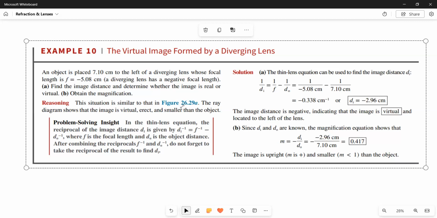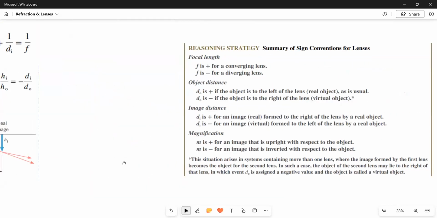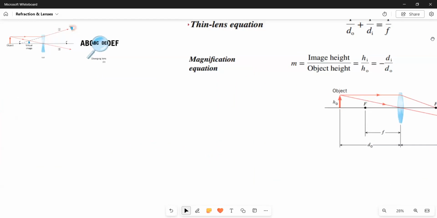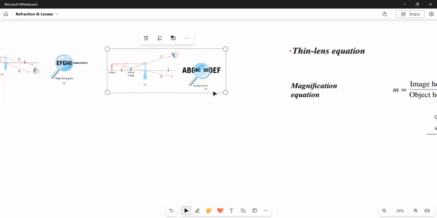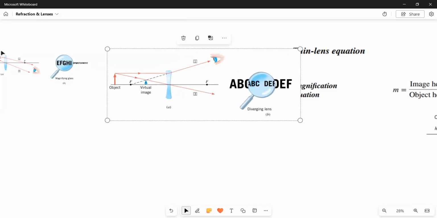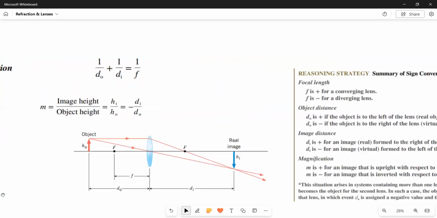They refer to figure 26.29a. Let's see if we can find that. Give me 1 second. That's something like this, right? That's what you see. Yeah, that's what you see. This is what we're talking about. Right? So you already get the idea that, well, okay, the image is going to be virtual, it's going to be a little smaller than the object and so on, right? That's what you're talking about. Let's see the calculation.